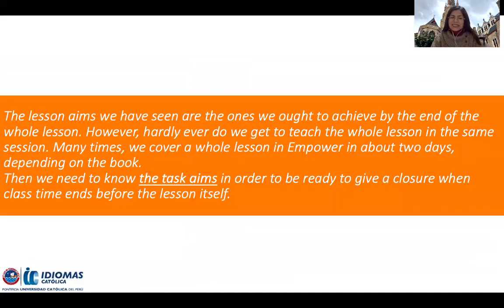So, the lesson aims that we have seen are the ones we ought to achieve by the end of the whole lesson. Yes? Okay, this is clear. Every lesson, A and B, they both have an aim. However, hardly ever do we get to teach the whole lesson in the same session. This can happen maybe in fast-track courses because they have 3 hours, or in these interdaily courses. But in regular classes, this does not happen because in an hour and a half, in just 90 minutes, it's impossible to reach that. So what happens?